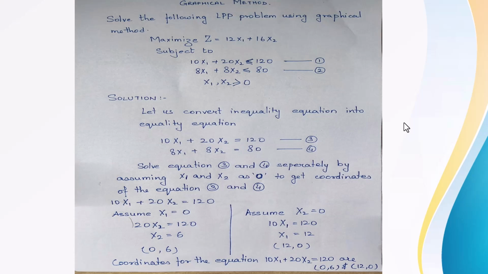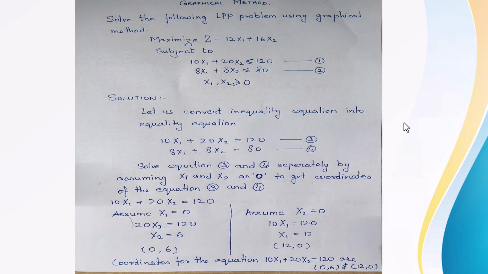Okay, so the first thing is we cannot solve the equation when it has an inequality sign. So we have to convert that inequality sign into an equality equation. That will be our first step. So 10x1 + 20x2 = 120 and 8x1 + 8x2 = 80. Once we have converted the inequality sign into equality, then we have to find the coordinates of each equation separately to draw the line on the graph.